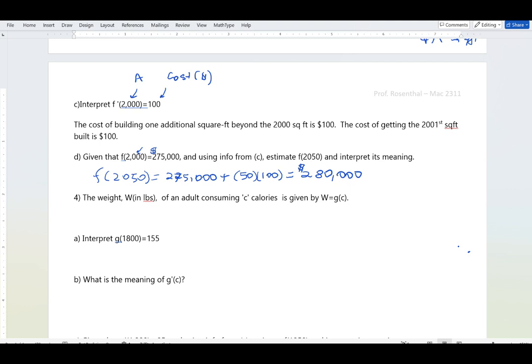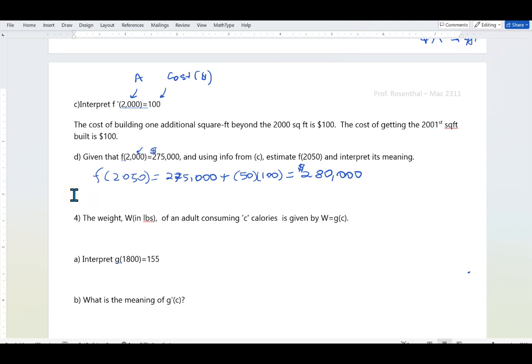Okay, and for the next question, we have a similar example, but this time we have the W function. The weight of an adult who is consuming C calories is given by W equals G of C, a function. Notice the inside part is C. So the calories go in and the predicted weight will go out. This is a weight function as a function of calories. We can also write it like this, W of C, the weight as a function of calories consumed.